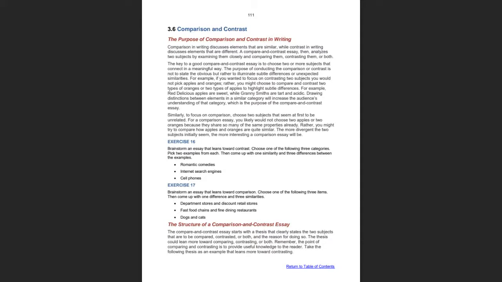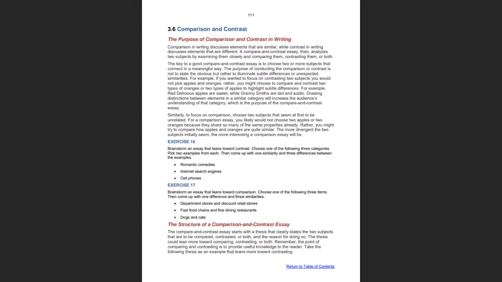Comparison in writing discusses elements that are similar, while contrast in writing discusses elements that are different. The compare and contrast essay then analyzes two subjects by examining them closely and comparing them, contrasting them, or both. The key to a good compare and contrast essay is to choose two or more subjects that connect in a meaningful way. For example, you wouldn't really want to do like puppies and socket wrenches. Those are two very different things and they don't really compare.